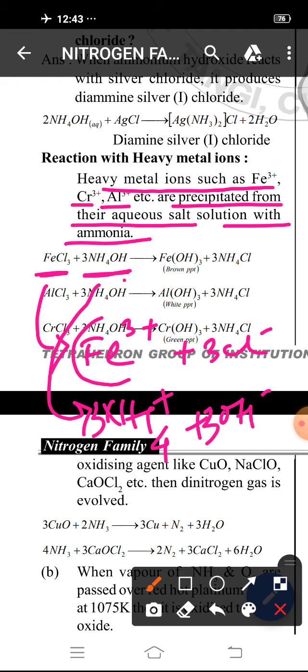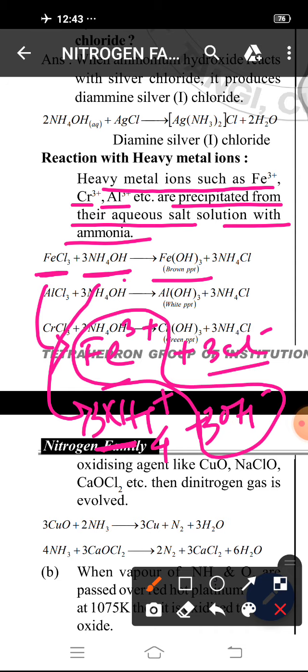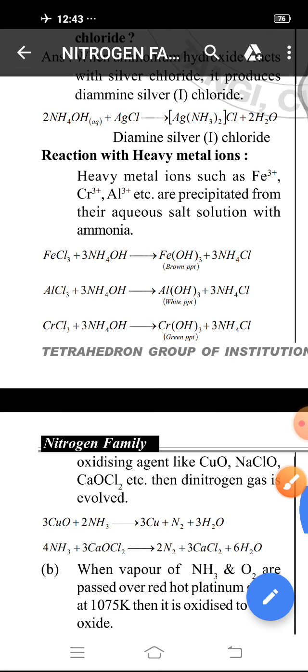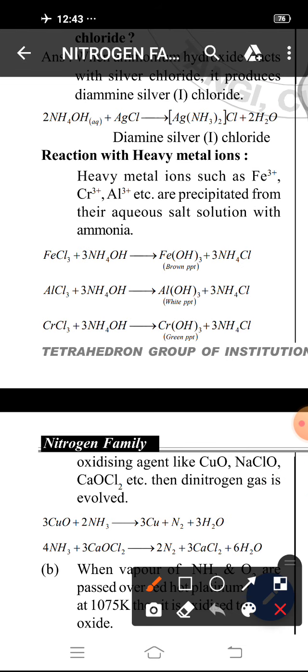Then the Fe3 plus and 3 OH minus form Fe(OH)3, and the 3 NH4 plus and 3 Cl minus form 3 ammonium chloride. Like this, AlCl3 dissociates to give Al3 plus and 3 Cl minus, NH4OH dissociates to give NH4 plus and OH minus. Al3 plus combines with OH minus to form Al(OH)3, and the NH4 plus and Cl minus combine to form NH4Cl.